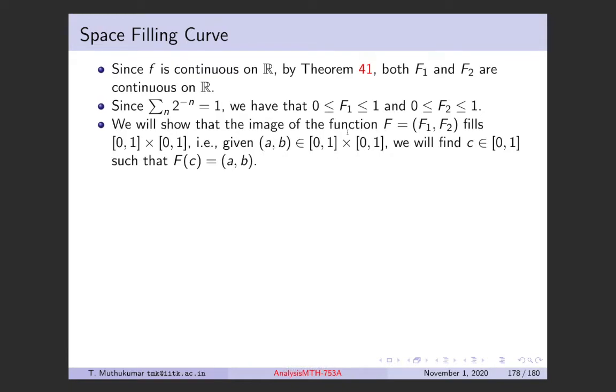So that's what motivates us to define this capital F, which is f1 comma f2. Okay, and we will show that the image of this function is the map that we want, which is the continuous surjection, the space filling curve that we want.